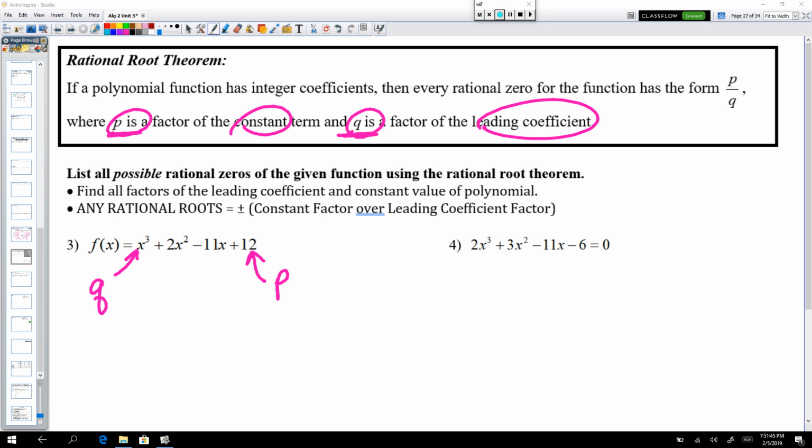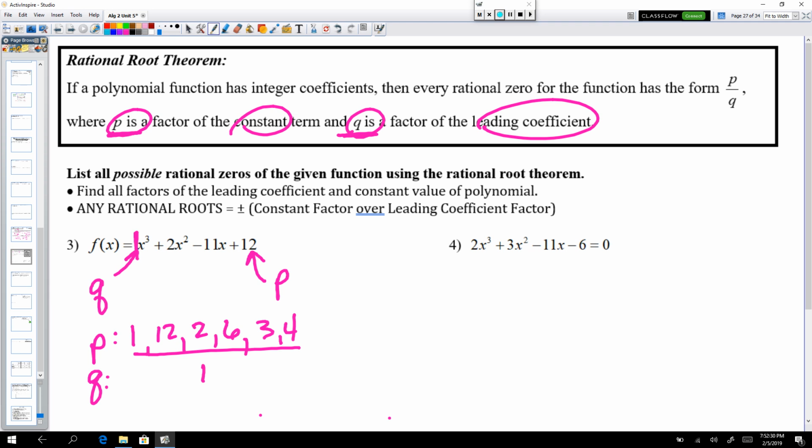So all the choices for p are, what are all the things that multiply to 12? 1 and 12, 2 and 6, 3 and 4, all of those, right? Those are all the things. And then all the things that multiply to q, well, q is just 1, right? It's just this invisible 1. All the things that multiply to q are just 1 times 1, right? So just 1.